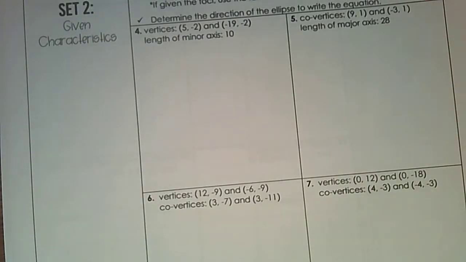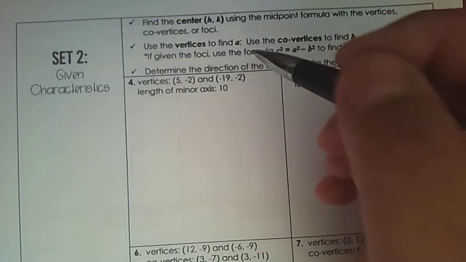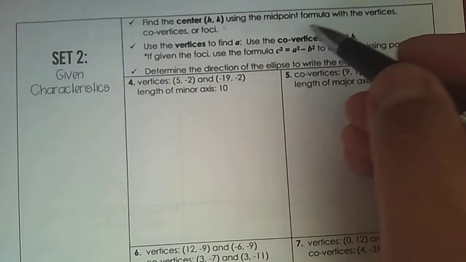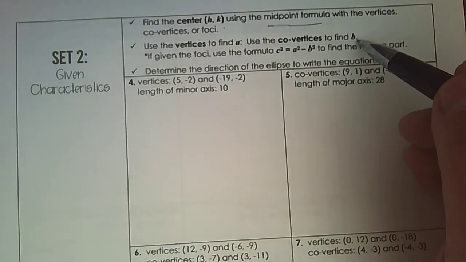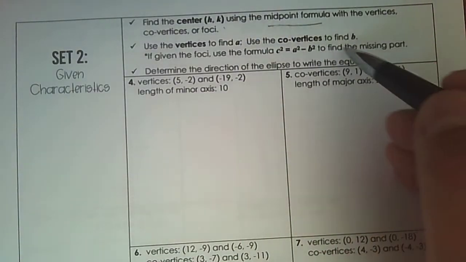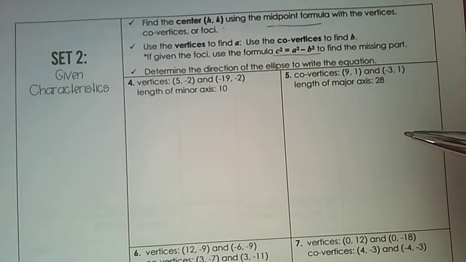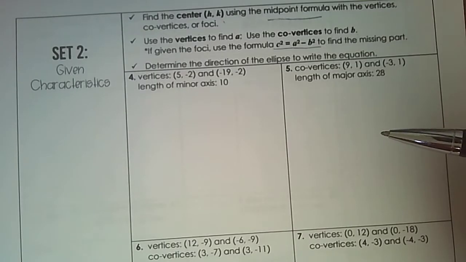Next, you're not given a graph for this, but you're still going to write down the equation by what's given. So for this, find the center. It might be finding the midpoint formula to find the center. Use the vertices to find A and the minor vertices to find B. And then if given the foci, you'll have to use this formula to be able to find any missing part. Determine the direction of the ellipse to write the equation.